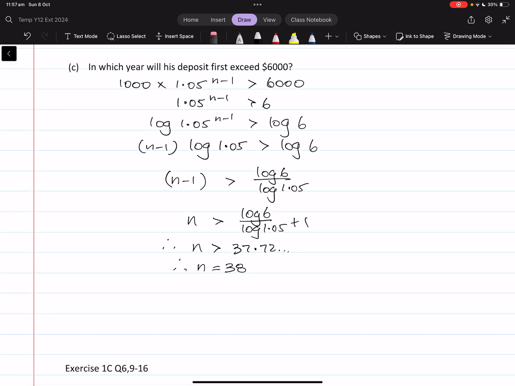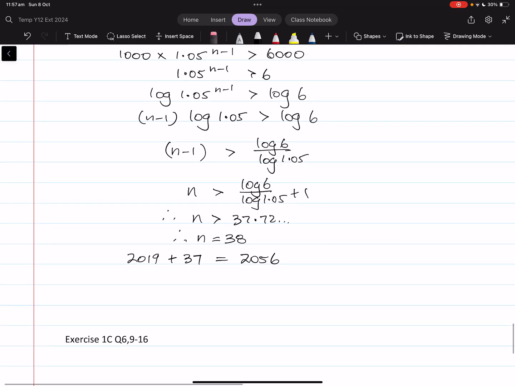So the first deposit is in 2019. So we need 2019 plus an additional 37 years. And so we get 2056. That'll be the year in which his deposit first exceeds 6,000. So now you have an exercise that you can go on with to consolidate geometric sequences.